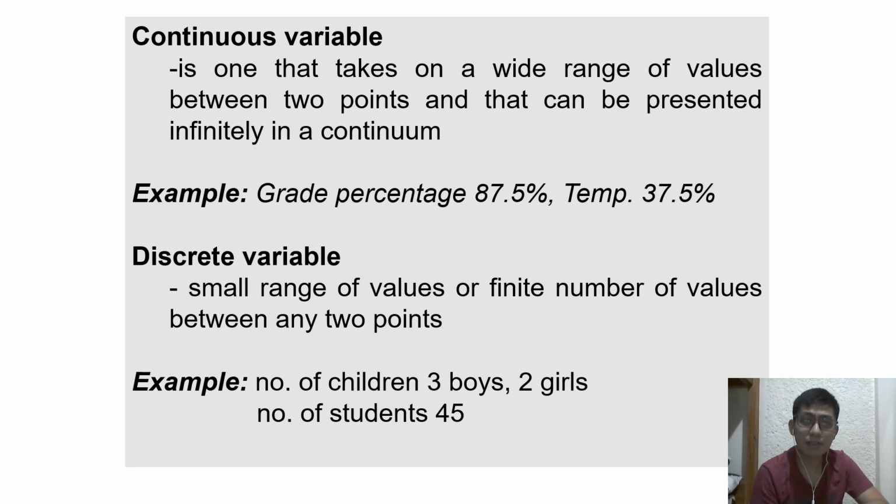Continuous variable is one that takes on a wide range of values between 2 points and that can be presented infinitely in a continuum, such as grade or percentage. Discrete variable, however, has a small range of values or a finite number of values between any 2 points. Like sampling, you have only 10 respondents, so that's a discrete variable, or number of children, 2 boys, 3 girls, that's very definite.